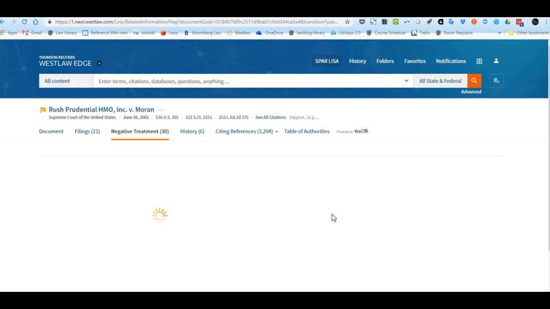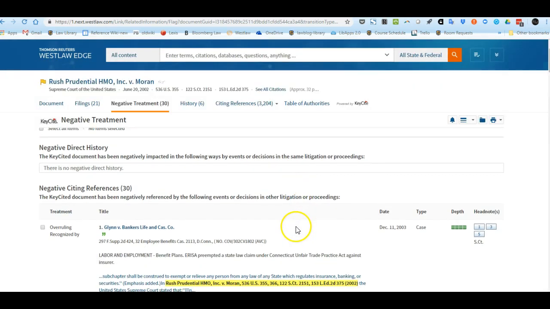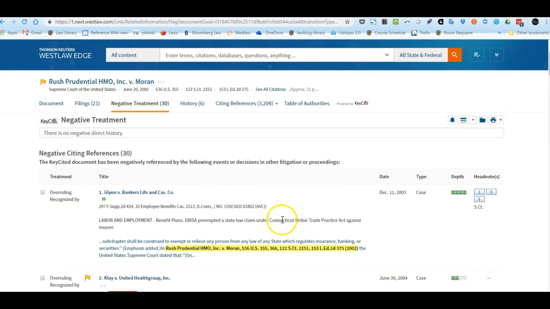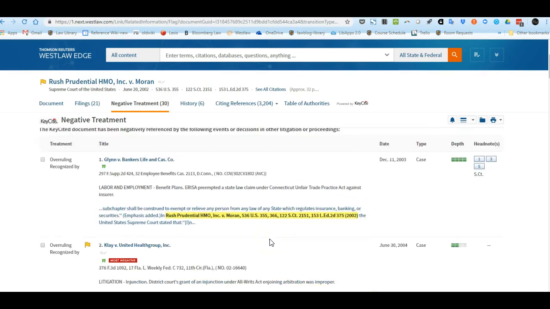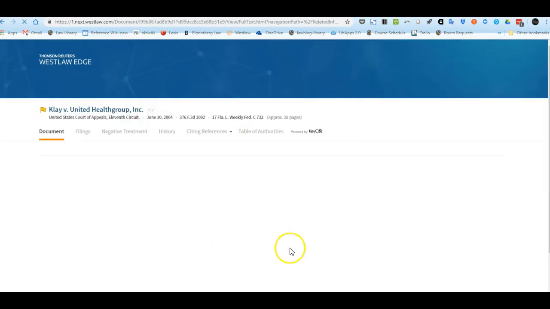And hopefully Westlaw will work for us, I think. And so what you see here is a listing, and Westlaw will tell us the most negative. And going to the text where Rush Prudential, our case, is mentioned, I hope.